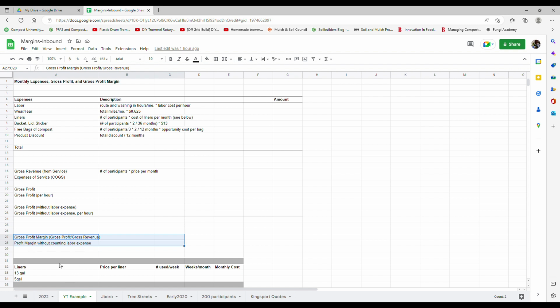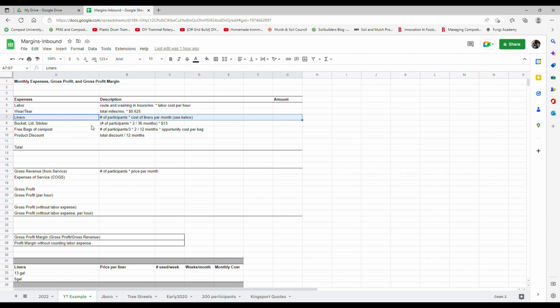Now this section down here is specifically about the compostable liners that you might provide to your customers, right? And what we calculate here will help us with this expense up here, right? And you can do a similar breakdown for other expenses like buckets, but I just did it for liners.